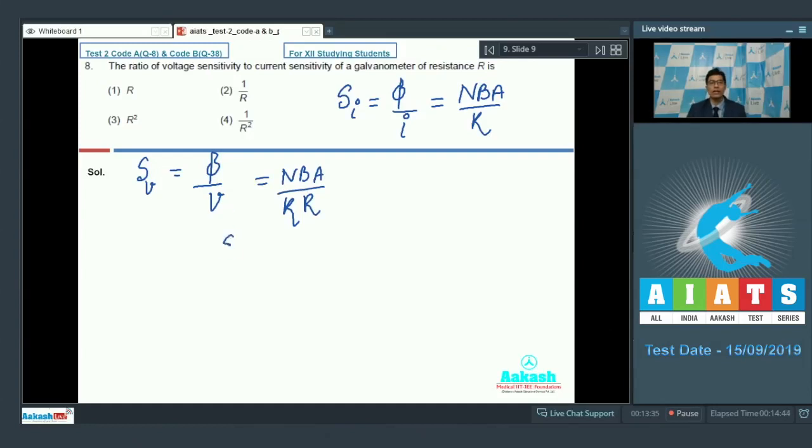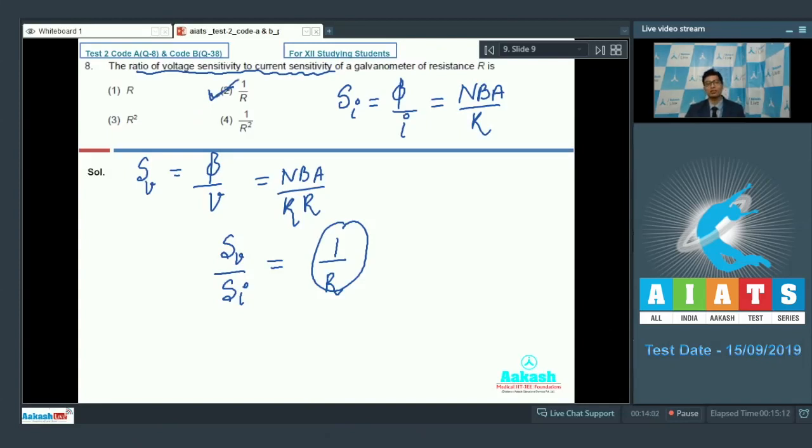Now dear students, if we divide SV by SI, that is the voltage sensitivity by the current sensitivity, we get a value equal to 1 by R. We have to find the ratio of voltage sensitivity to the current sensitivity only, and therefore this should be our answer, and hence the correct answer for this particular question should be option number 2.